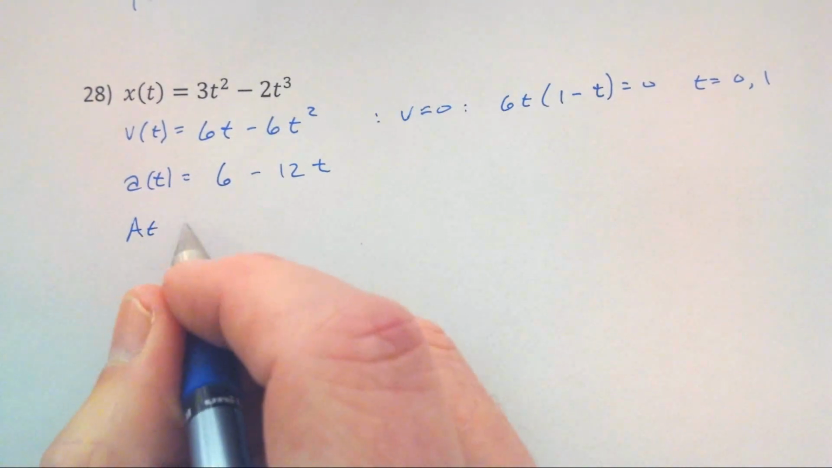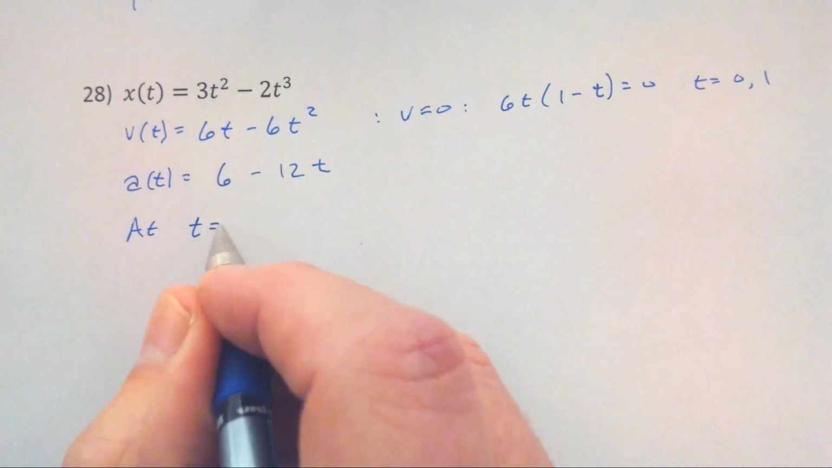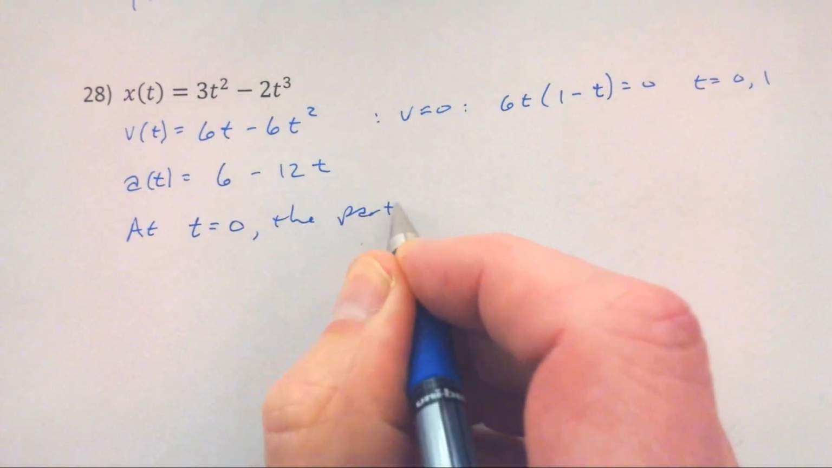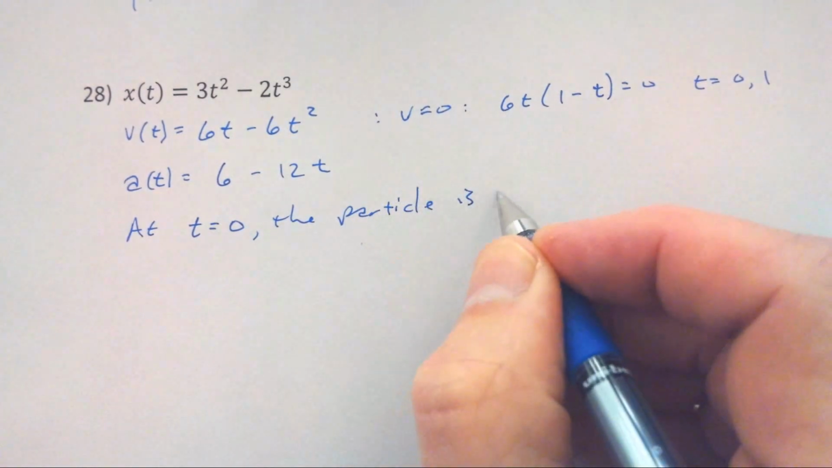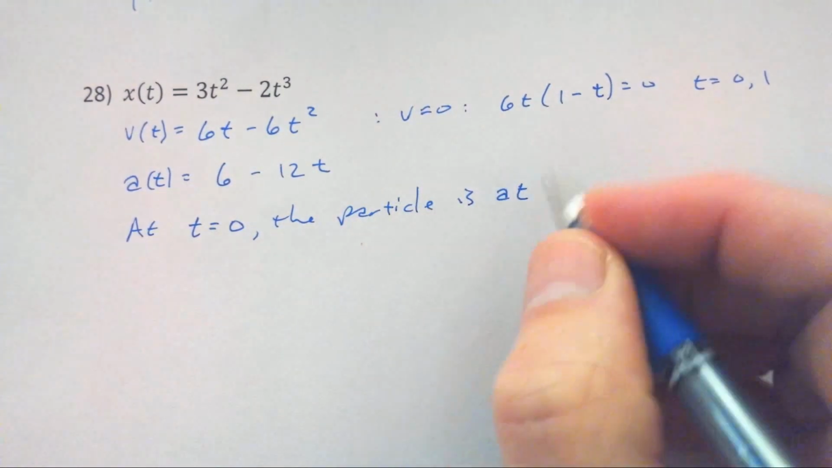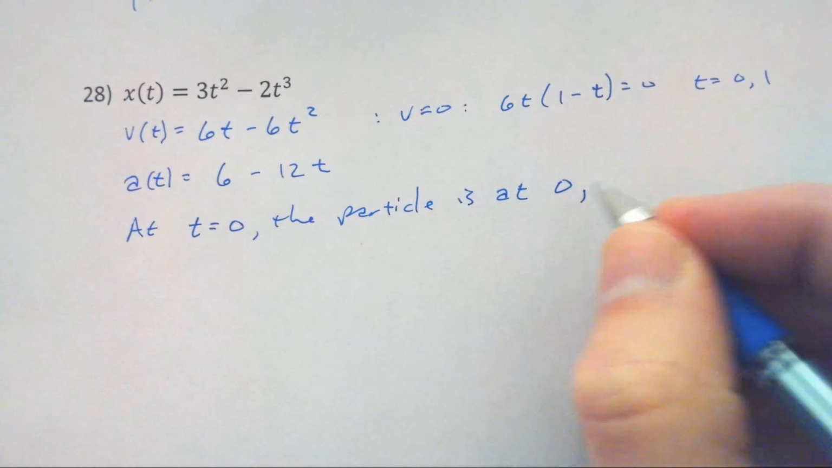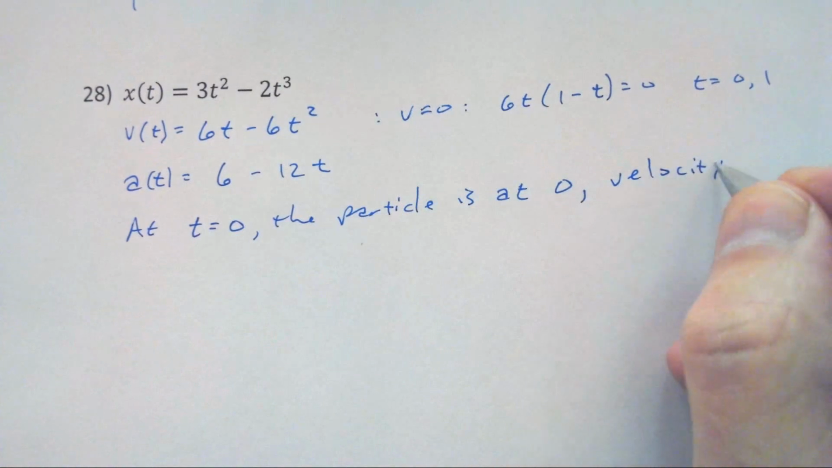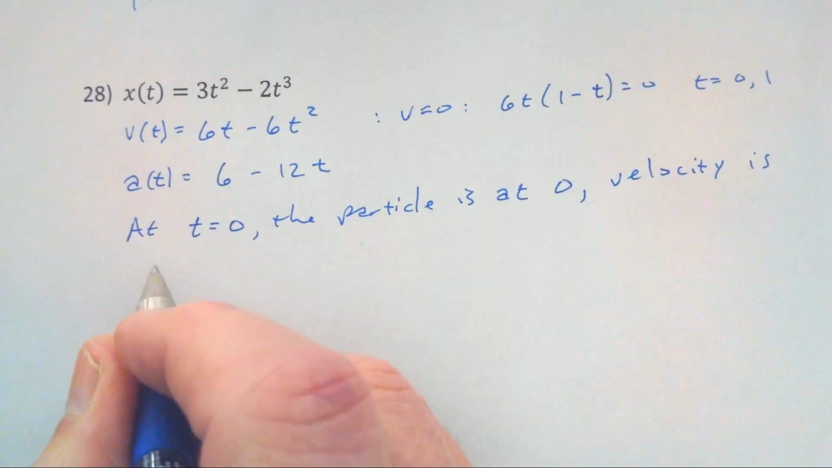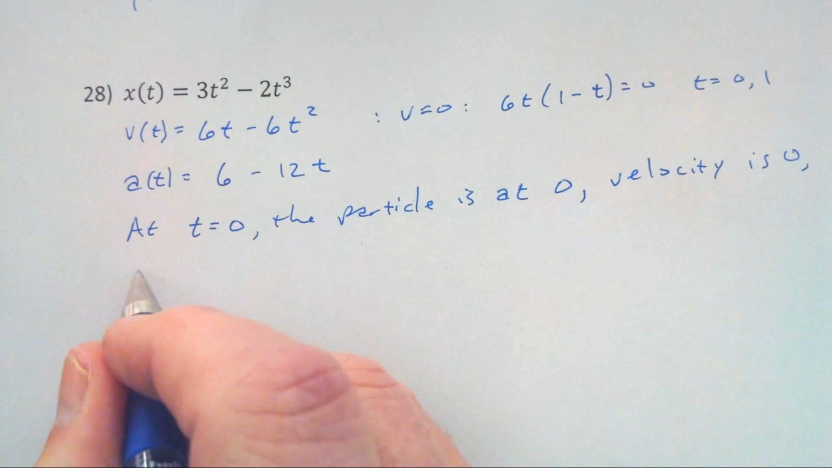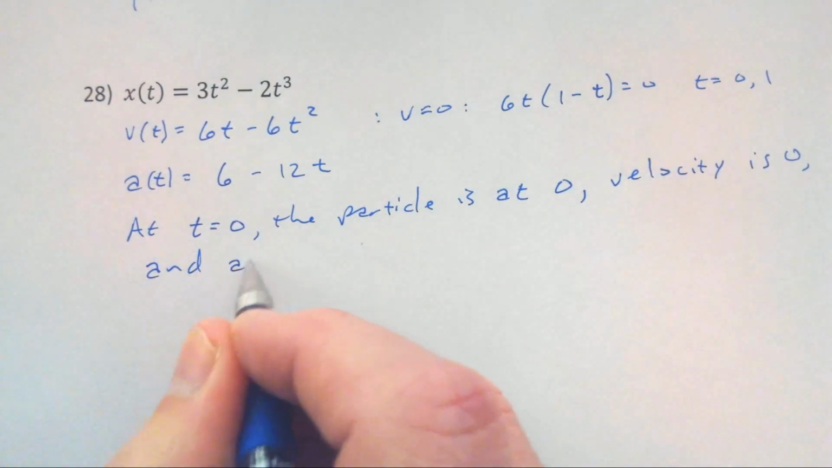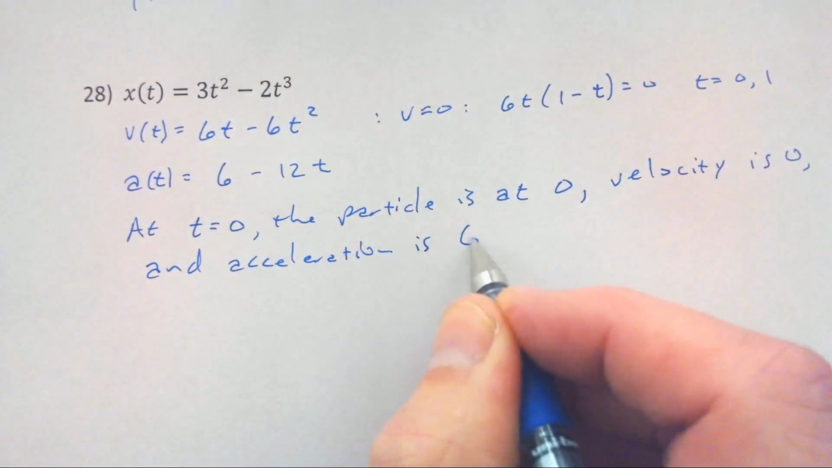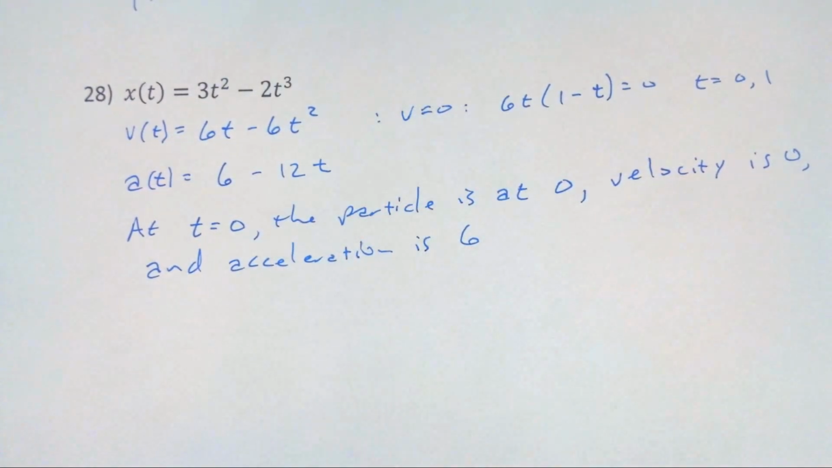So at t equals 0, the particle is at 0, velocity is 0, and acceleration is 6 feet per second, something along that line.